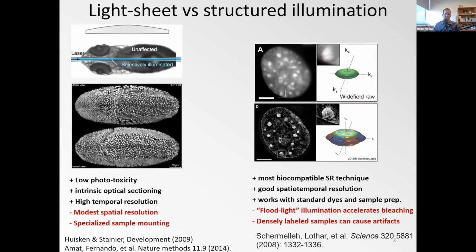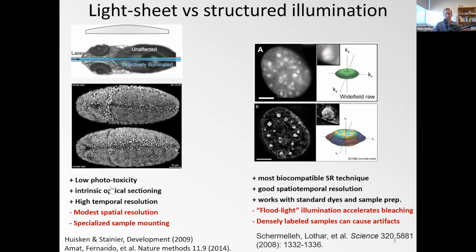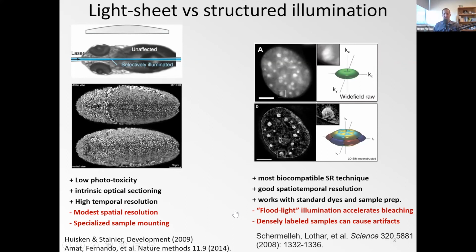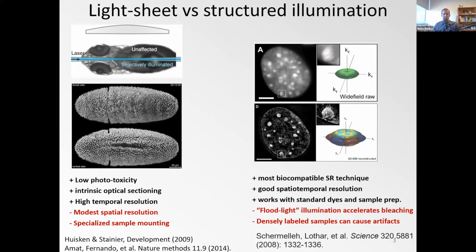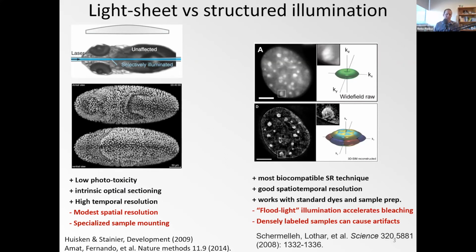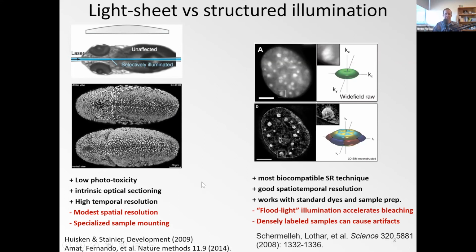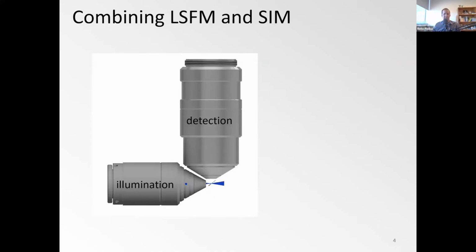So obviously, as I hinted before, it would be great if one could combine the positives of both techniques. Then you would have a gentle and also potentially rapid super resolution technique, or if you spin it the other way around, you could essentially double the resolving power of a light sheet microscope. And why haven't we done that? Well, in a way, it has been done.